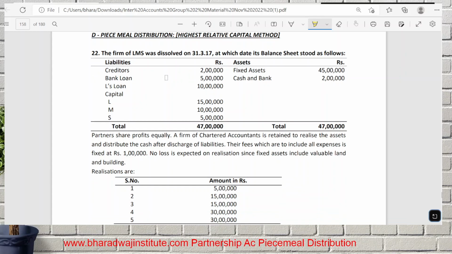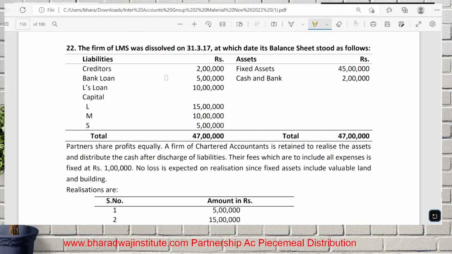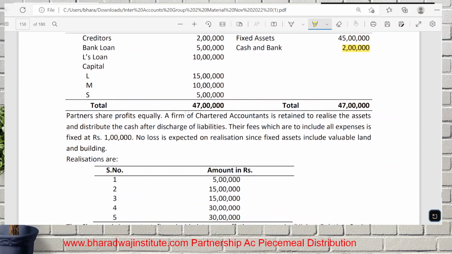The firm LMS was dissolved on 31st March 2017. The balance sheet is given to us. Okay, fixed assets and cash in bank are given. Creditors, bank loan and L's loan are given. Capital of LMS is given. Partners share profits equally.